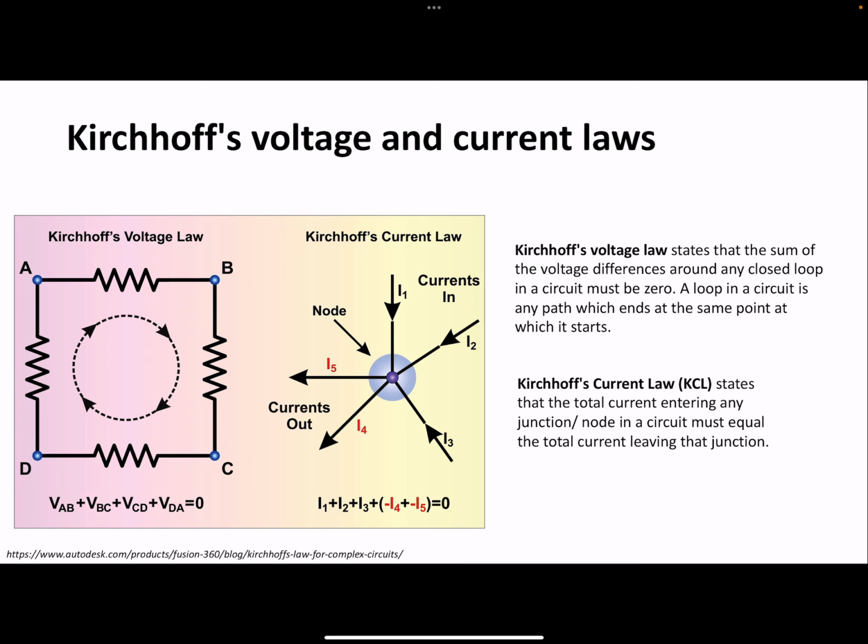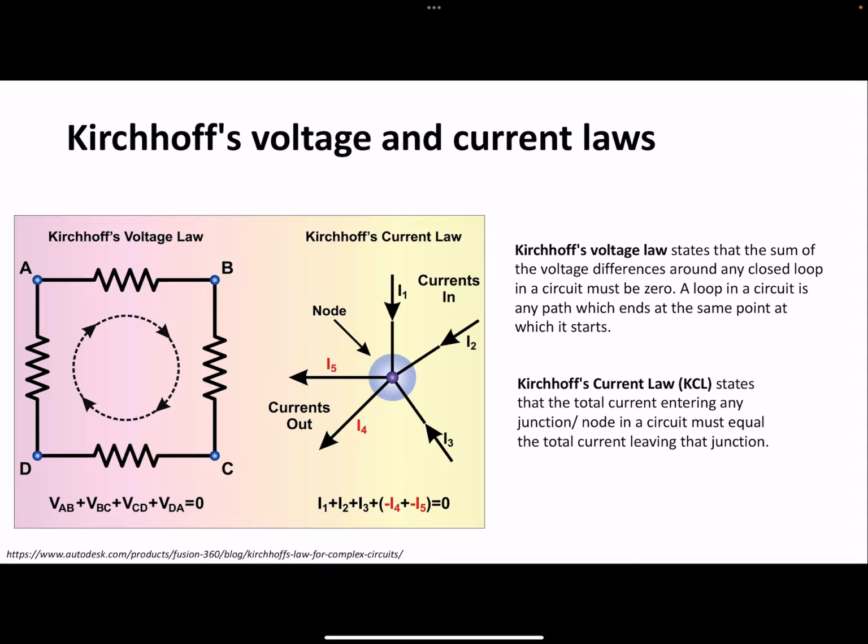Okay, here is a quick recap on Kirchhoff's voltage and current laws. I found a very interesting figure over the internet that I'm using, and I'm going to show you one very quick example of Kirchhoff's voltage law and current law as well. We are going to use them many times throughout the rest of the course.